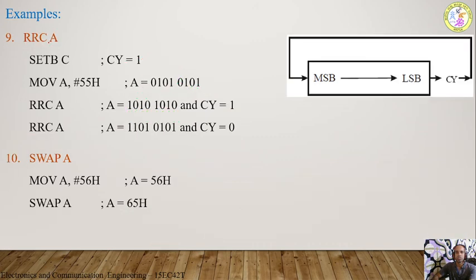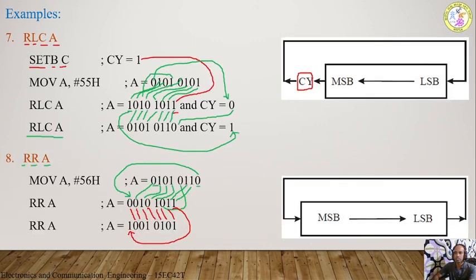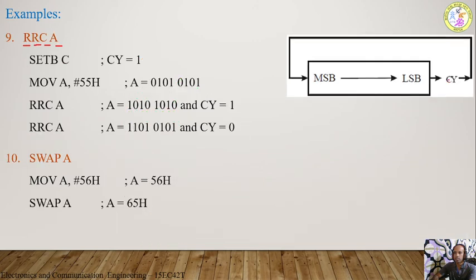Whereas you can also do the rotate right operation along with the carry, RRC, rotate right through carry accumulator. What is the difference here? Instead of taking the LSB bit into the MSB bit directly, LSB will go to carry and the carry bit will come to MSB. So initially I will set the carry flag, means make carry equal to 1 initially. Then move A comma 55. Take data 55 into the accumulator register.